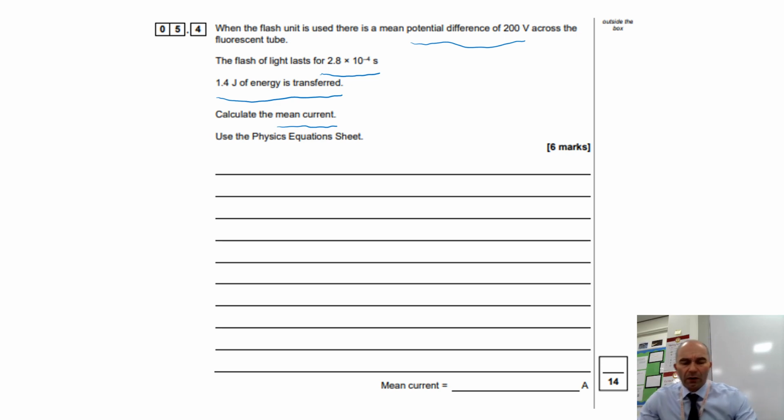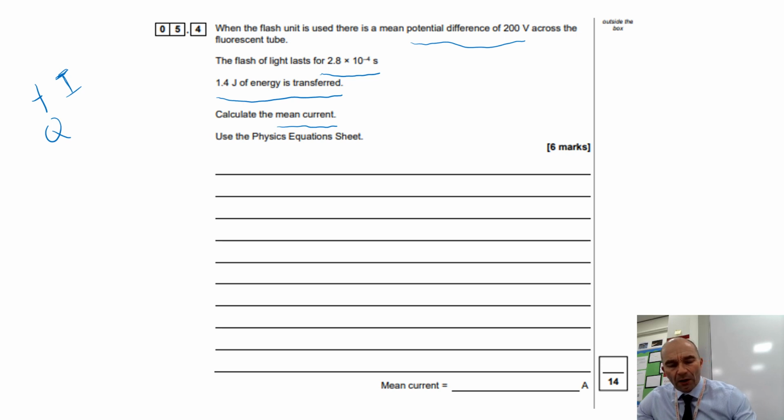Now, if we're given a time and current, which we've got to calculate, there's a formula linking that. So we've got Q equals IT. So the charge flow is current times time. So unfortunately, we can't work that out yet because we haven't actually got the charge flow.